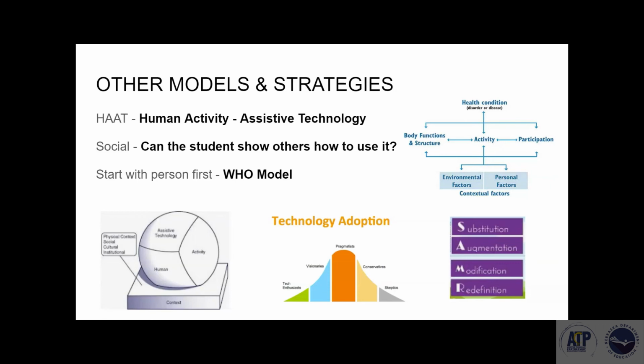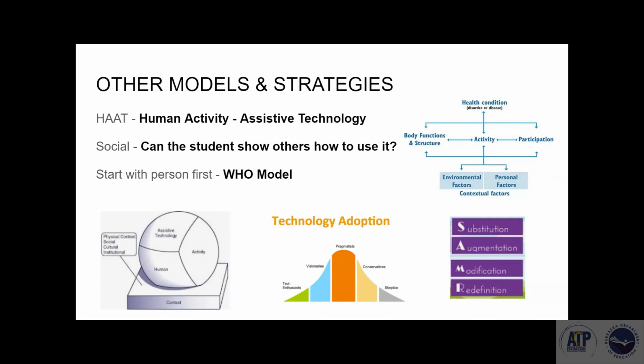We can also think about some other models such as HAT, which is looking at the human activities that they're doing within a context. And notice it lists there's the physical, social, cultural, and institutional context. That institutional is one that we have a big influence on. Earlier, when we looked at factors for adoption versus abandonment, that adult opinion is going to matter. That teacher opinion is going to matter, whether the teacher says it in front of the student or not. Students are generally very perceptive if somebody is happy or not happy about something that's being used.